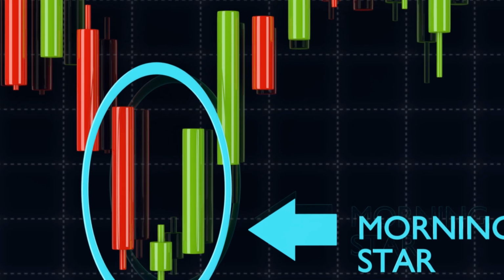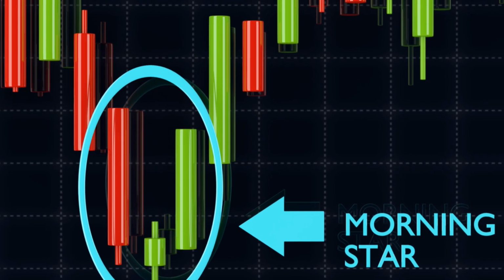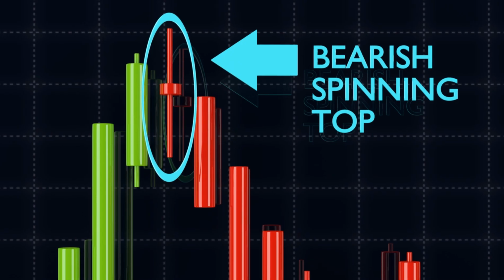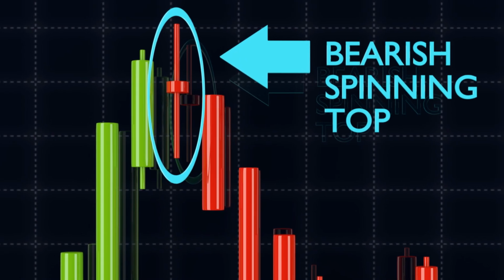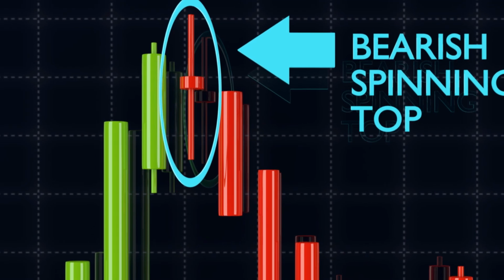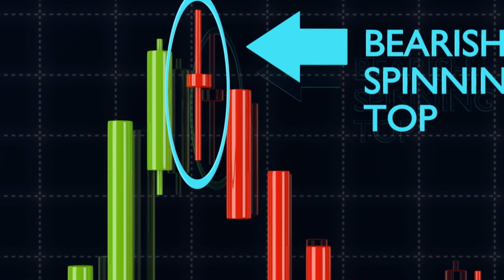Today we're diving into a pattern that screams reversal, the triple top and its bearish counterpart, the triple bottom. These patterns are your early warning signs that a trend might be about to change direction, and understanding them can help you avoid getting caught on the wrong side of the market.